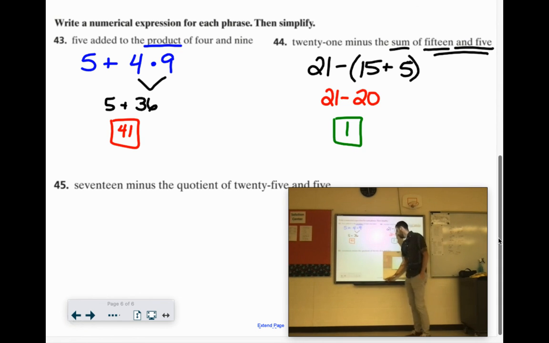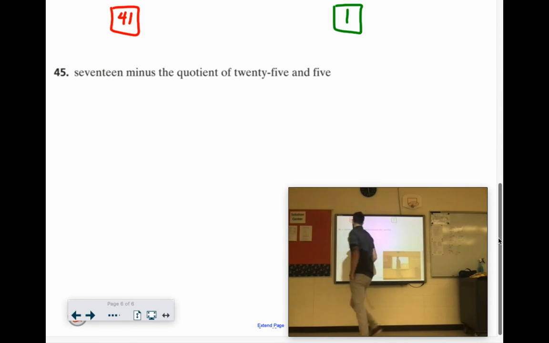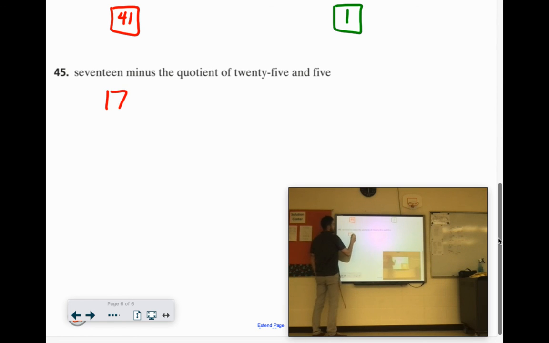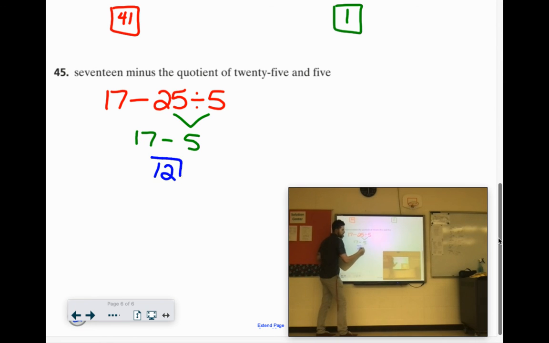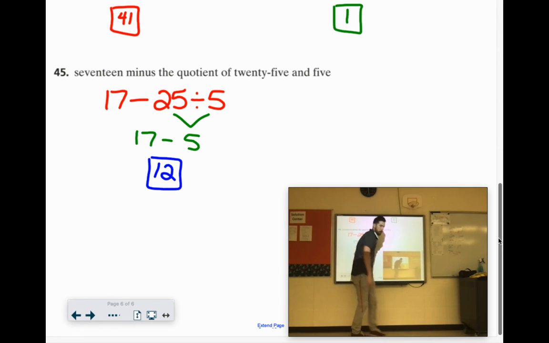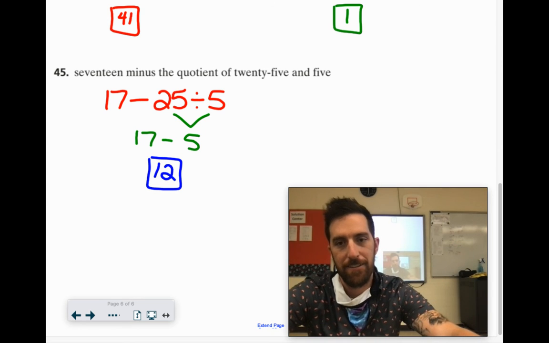All right, we got one more. 17 minus the quotient of 25 and 5. Quotient means division. So we would do the division first. 25 divided by 5 is 5. And 17 minus 5 gives us 12. That's it. We did it.